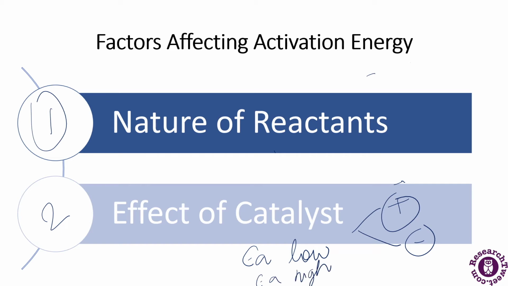For example, if I have to plot a graph for the effect of catalyst, it is plotted in this way. This yellow line is the negative one and this is the positive one. In this way the graph is represented. Now, activation energy does not depend upon the temperature, pressure, volume, concentration or coefficients of the reactants.